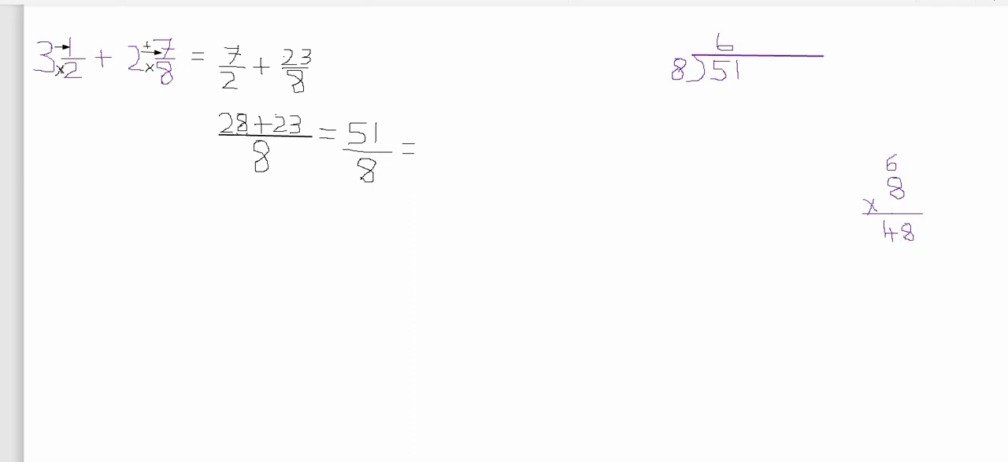So 6 is our whole number. Let's find the numerator. We do 6 times 8, and then we take away 48 from 51, and the answer we got is the numerator. We cannot take 8 from 1, so we borrow from the 5, and the 1 becomes 11. 8 from 11 equals 3, and we place that over the 8.